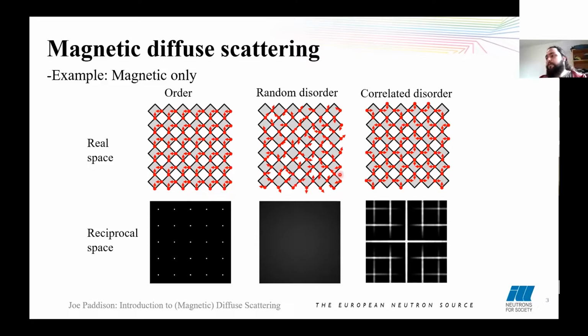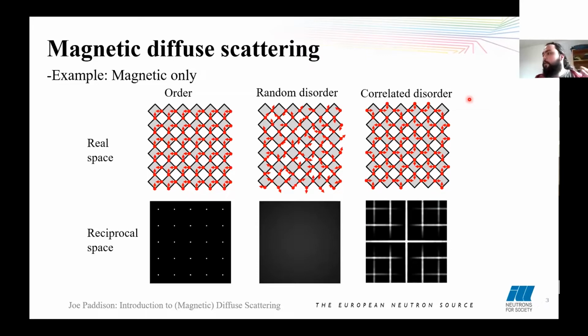If we then go to the opposite case, everything is completely disordered, and the spins are pointing in any direction. We have purely incoherent scattering, and we have no structure in reciprocal space. We only have the smooth decay with Q, which represents our single ion magnetic form factor. So if this was an ideal paramagnet, this would be a great way to compute experimentally the magnetic form factor. But in between these 2 extreme cases, we have the correlated disorder system.